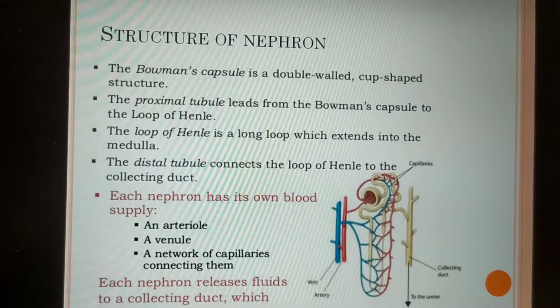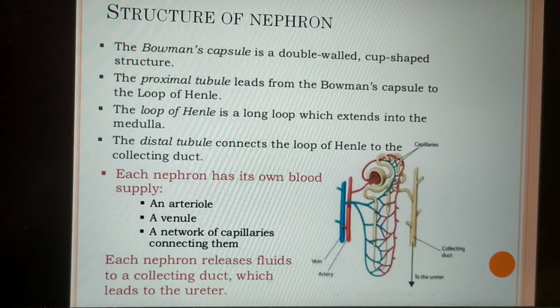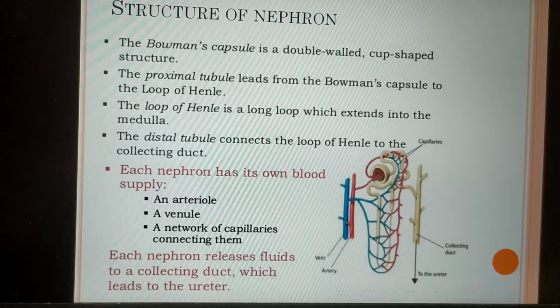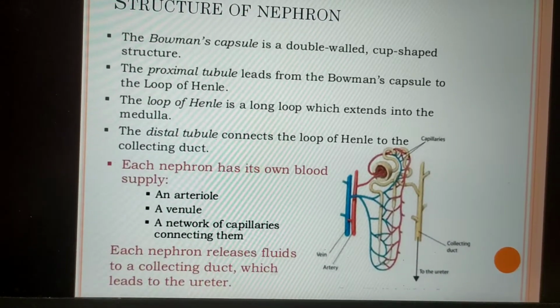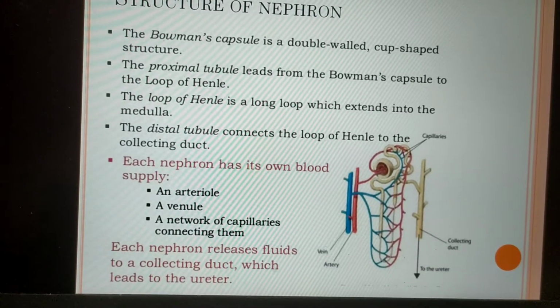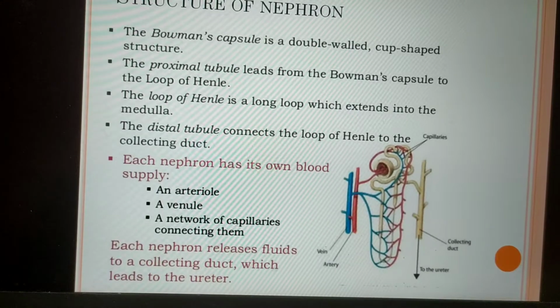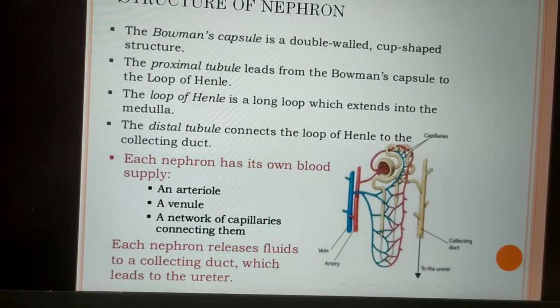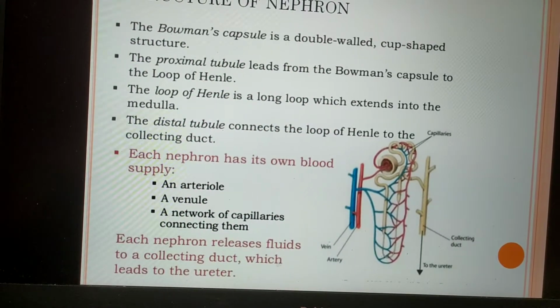So Bowman's capsule is a double-walled cup-shaped structure. Glomerulus consists of several capillaries. PCT leads from Bowman's capsule to the loop of Henle. Then the loop of Henle is a long loop which extends into the medulla, and then the distal tubule connects the loop of Henle to the collecting duct. So from the Bowman's capsule, PCT enters to the loop of Henle.